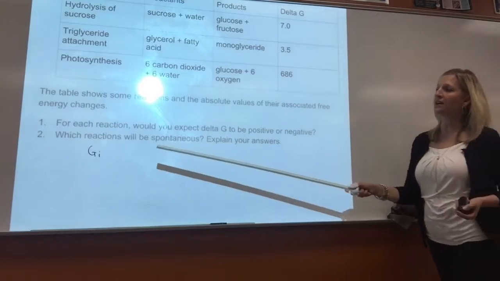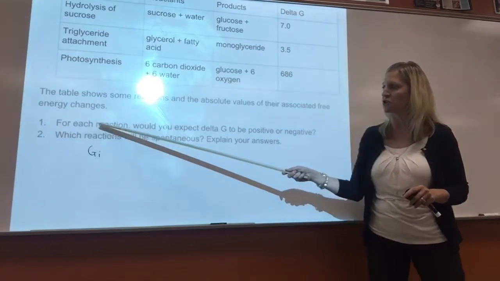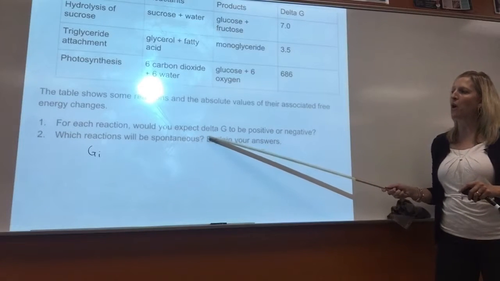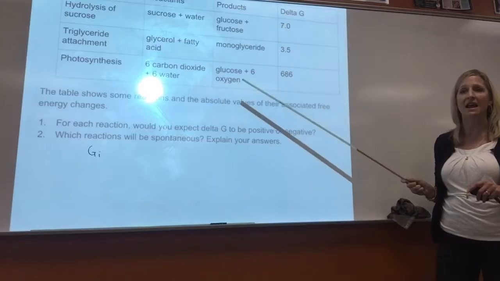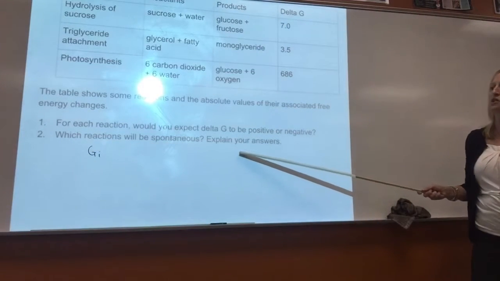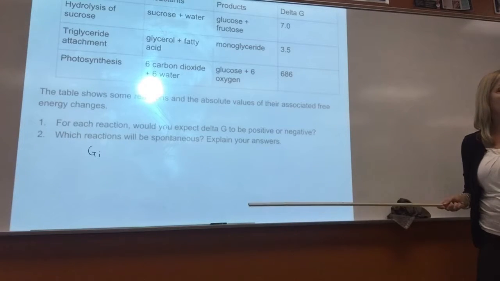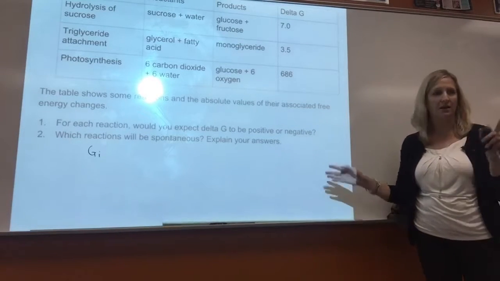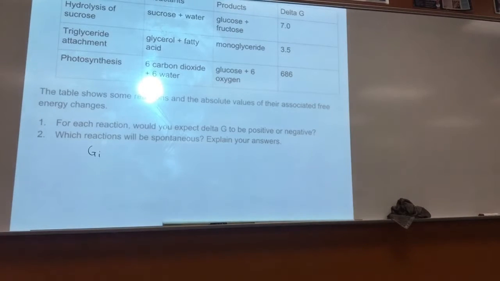So I did not put a positive or a negative in front of the delta G. What I'd like you to do, and you can talk amongst yourselves, is for each reaction think about what you would expect the delta G to be. Would you expect a positive or a negative in front of there? And then figure out which reactions you would consider spontaneous. So look at those 3 right now. Like I said, you can talk amongst yourselves to see if you can figure out what those would be.